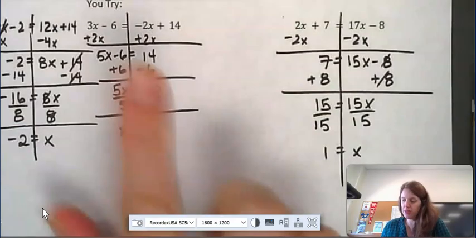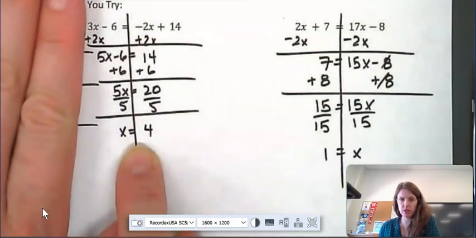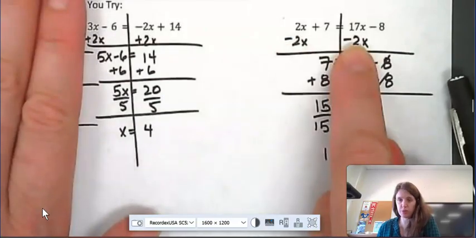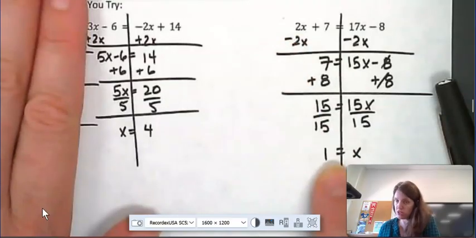All right, so there you have it, right? Here's your u try on the left. The second one, right, would be x equals -4, right? I added 2 to both sides, add 2x to both sides. That's my first step. And on this one, I subtracted 2x from both sides. If you did it the other way and you subtracted 17x on this side, you still should have ended up with the same answer of a +1.